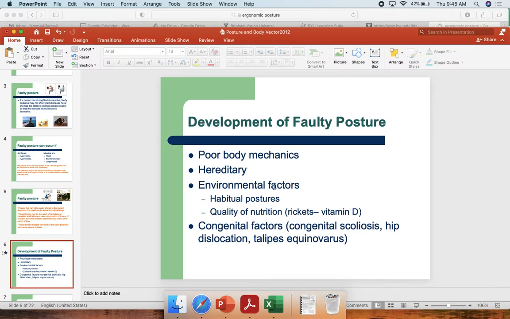Some environmental factors. You guys might have seen pictures of those kids that develop rickets, where they can't get enough vitamin D, or other types of nutritional or habitual postures here. But anyway, these can develop into faulty postures, a genu valgum, a genu varum, a genu recurvatum. Maybe the bones don't have time to develop up top in the shoulders, so you develop some malalignment. So there can definitely be lots of environmental factors which contribute to a faulty posture. We already talked about scoliosis, right? Talipes equinovarus, some of those things.